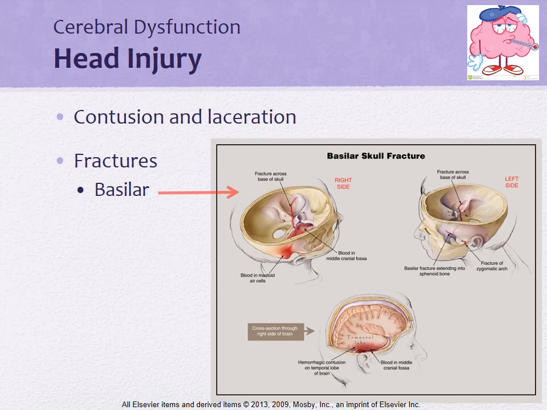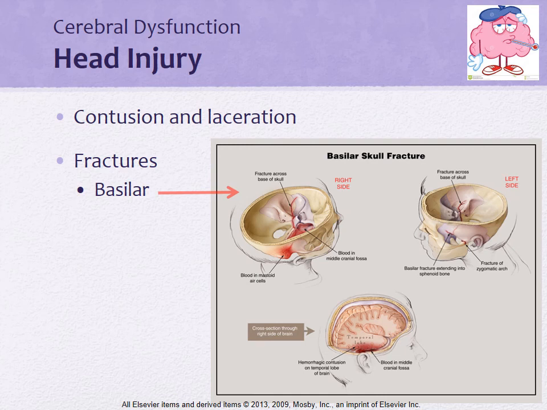Okay, some other head injuries. We have a contusion and laceration. A contusion is a bruising of the skull or the brain itself. And then a laceration, of course, is when there's an opening, a laceration in the head, not necessarily through the skull, but you know the difference between those.